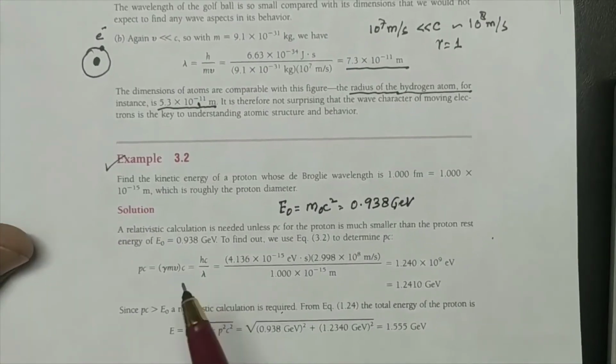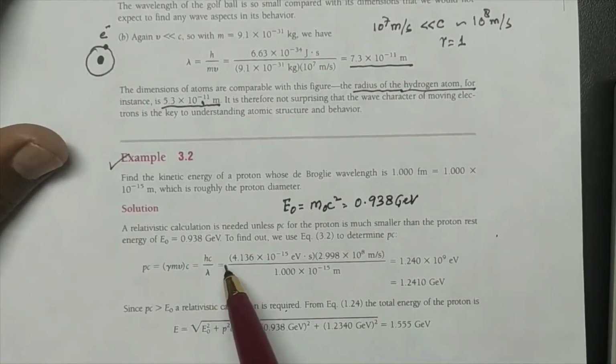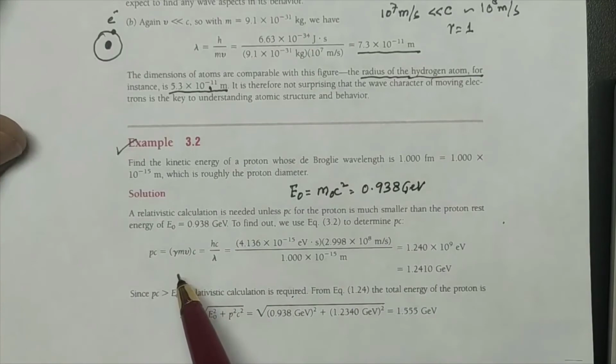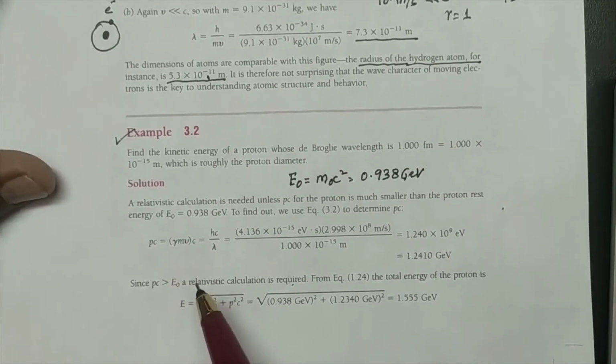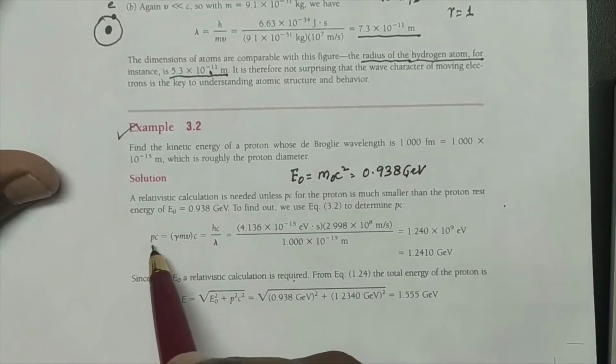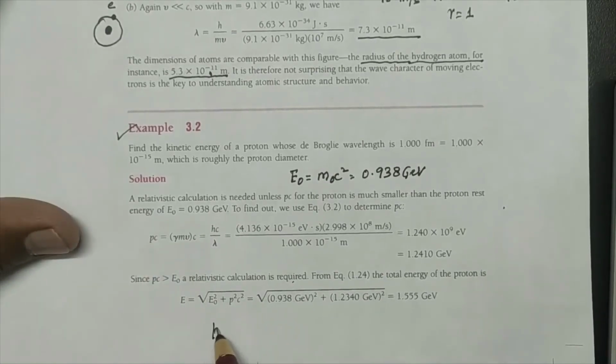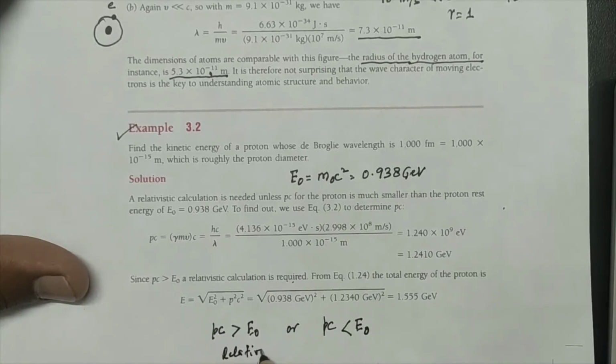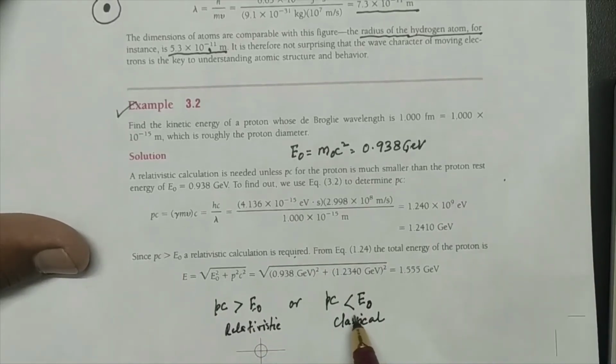When we deal with a subatomic particle, we have to check whether the particle is moving with relativistic velocity, so we treat it as a relativistic particle or a classical particle. To do so, we compare PC with E naught: whether PC is greater than E naught, or PC is less than E naught. When PC is greater than E naught, this is relativistic, and otherwise this is classical treatment. Relativistic treatment is important in the first case and classical treatment in the second.